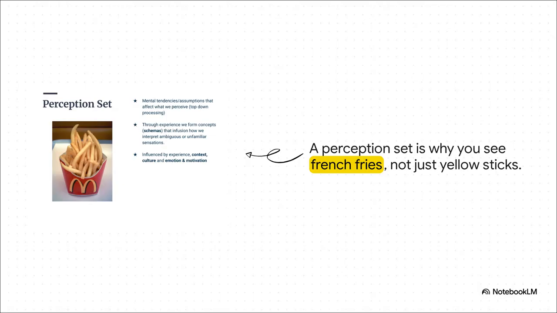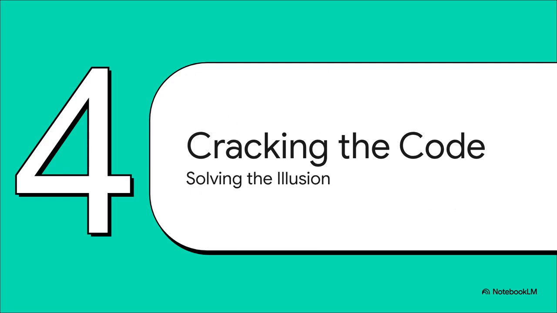For example, when you look at this picture, you don't just see yellow sticks in a red box. Come on, you see McDonald's French fries. Your brain instantly brings up all these expectations of salt, the smell, the crunch. That whole web of associations is your perception set, and it completely shapes your experience before you even take a single bite.